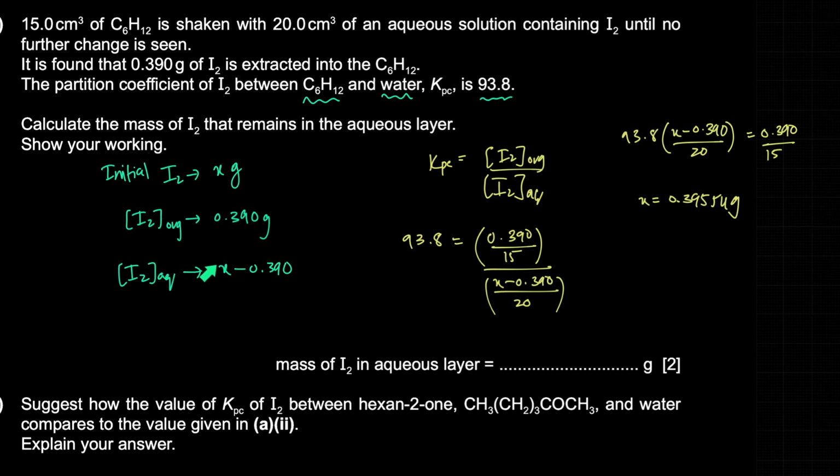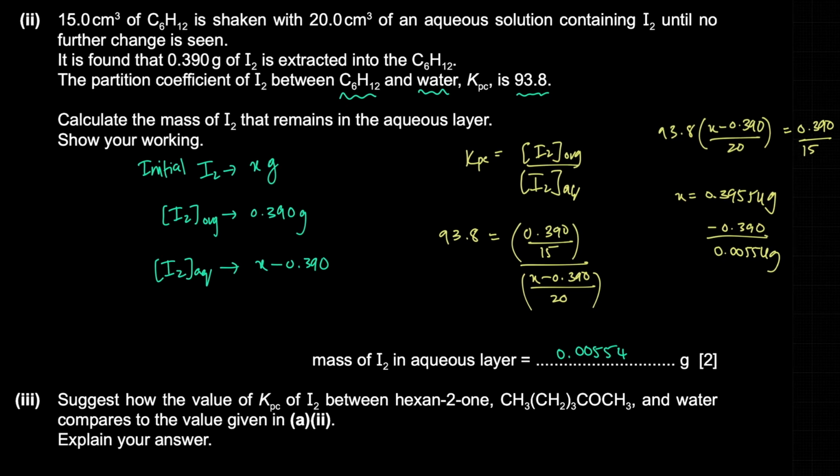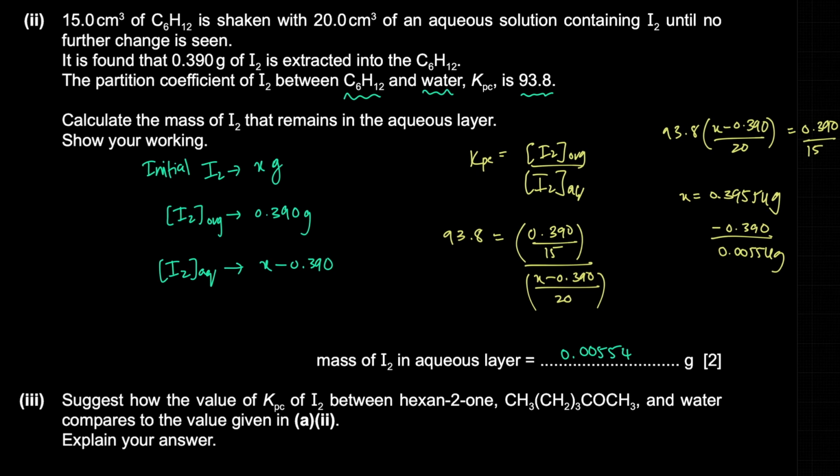So in the aqueous layer, you have this initial amount minus 0.390 left. So you minus 0.390, and what you get is 0.00554 grams. So that's the amount of iodine left in the aqueous layer, or you can say 5.54 times 10 to the power of negative 3 grams. Now over here, what we did was we said that we were doing an extraction.